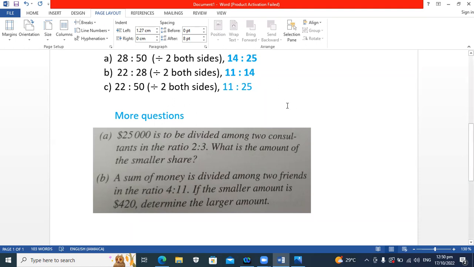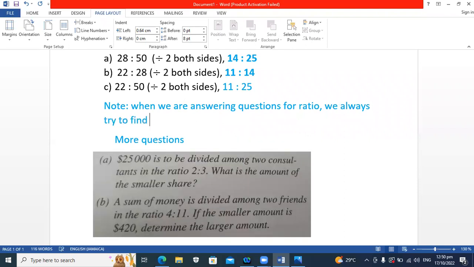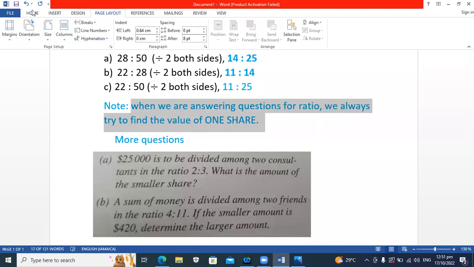All right, so I'm going to write a very important note. Note, when we are computing, or when we are answering questions for ratio, we always try to find the value of one share. All right. It's very important.